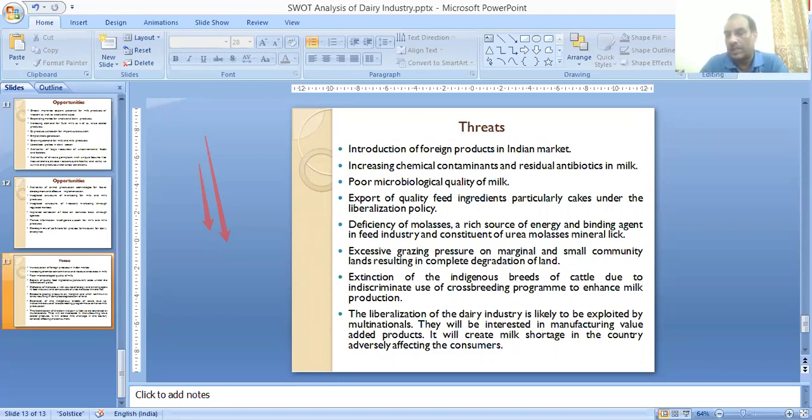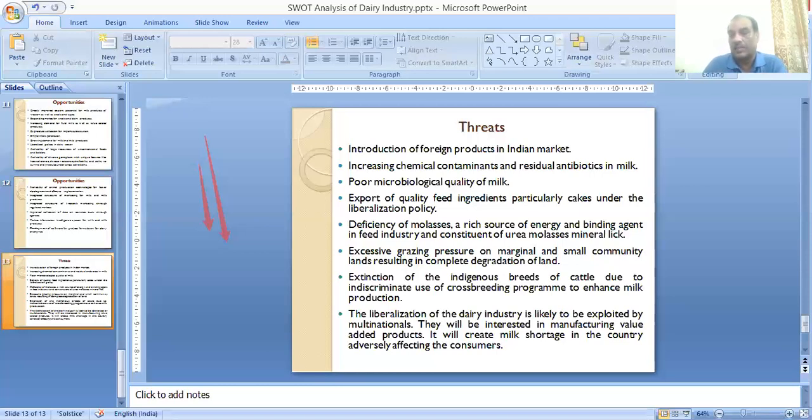Then extinction of the indigenous breeds. Our indigenous breeds have different qualities, different traits like heat tolerance and disease resistance, and these breeds are now on the verge of extinction. This is another area of worry, because their genes can be incorporated in the cross-breeding program to introduce certain desirable qualities in those breeds. So this is another threat.